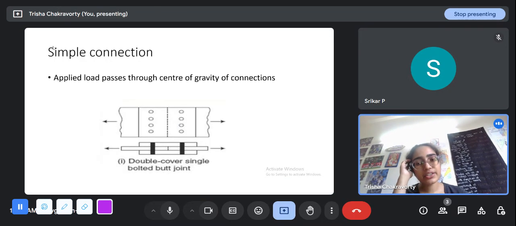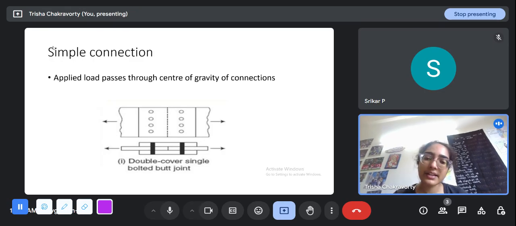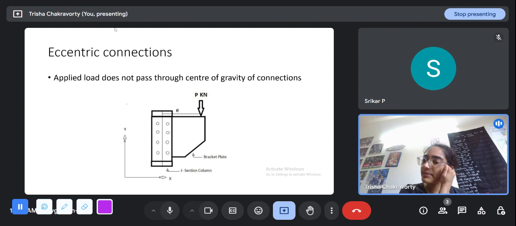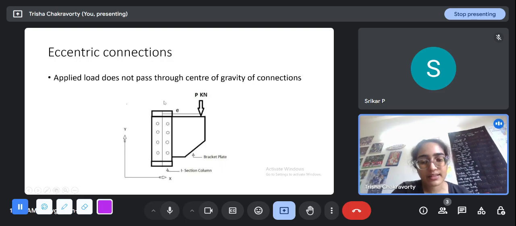The applied load generally, for simple connections, passes through the center of gravity of the connections. But in eccentric connections, the load is applied with an offset. This will be the center of gravity. Center of gravity is one point, but this is the center of gravity axis.